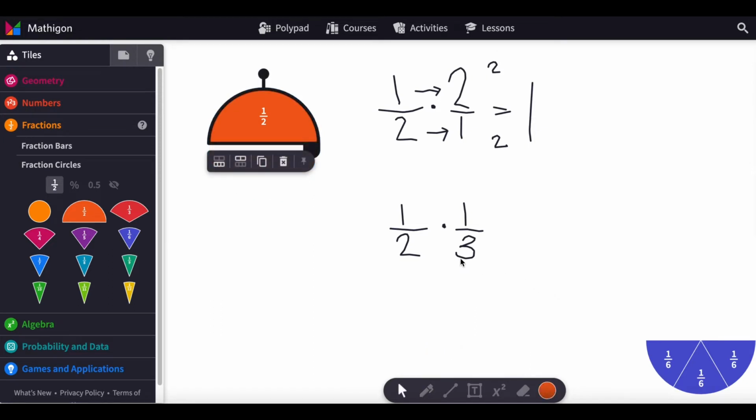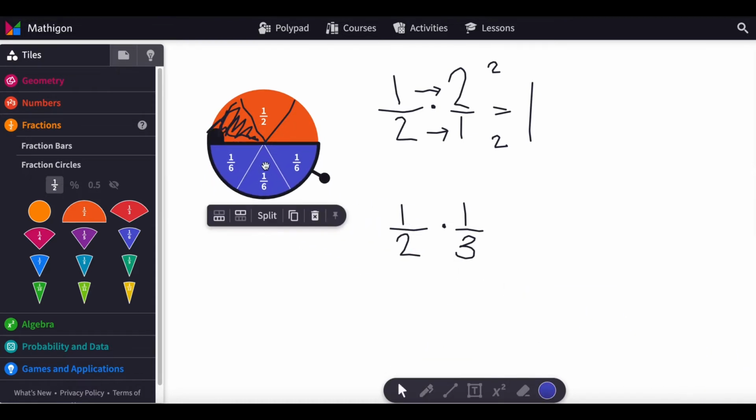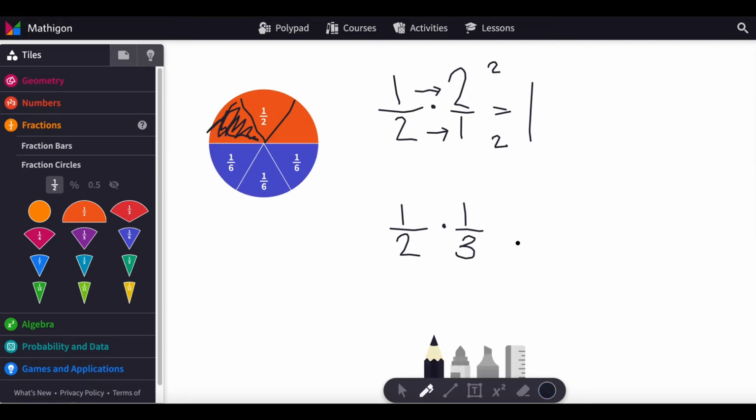All right, let's say we have 1/2 times 1/3. So that means we have a half-size piece, but we only want 1/3 of it. So I'm going to break this up into 3 equal parts. And I'd only really want this part right here. So I have to figure out what fraction that is. Well, that looks about the same size as this piece here, which is 1/6.